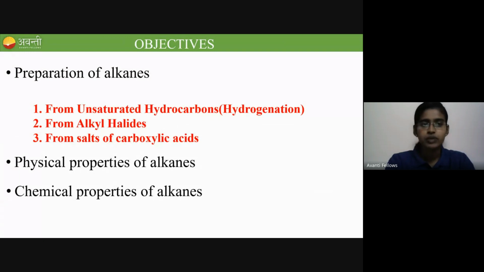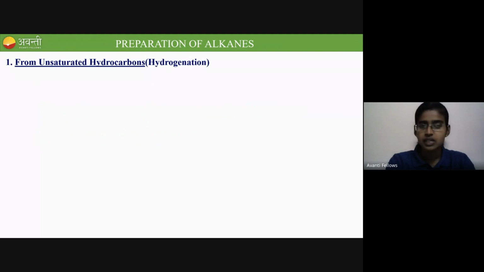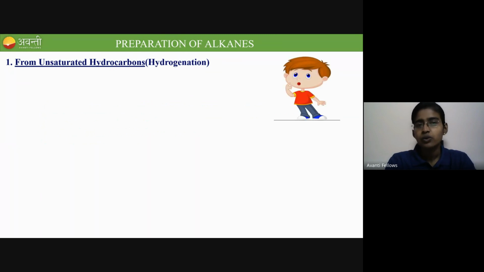Moving on to the first topic for today's session, the preparation of alkenes. There are three preparations you have already seen in the previous slide, right? The first preparation is from unsaturated hydrocarbons. This reaction is also called hydrogenation. How are we going to prepare alkane from unsaturated hydrocarbon? Unsaturated means the compound contains a carbon-carbon double bond or carbon-carbon triple bond, right? From alkenes and alkynes, we are going to prepare alkanes.